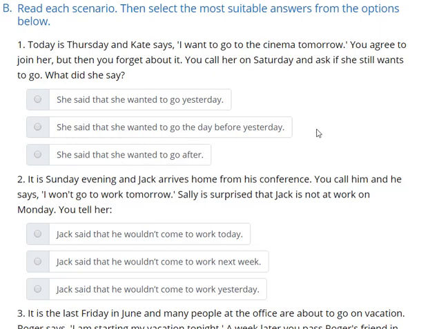So remember the days: Thursday, Friday is cinema day. That's tomorrow. I want to go tomorrow. After Thursday, that's Friday. And then you called her on Saturday, which is after Friday. So what would she say here? If you called her on Saturday and you were supposed to meet her on Friday, what would that be? Yesterday, the day before yesterday, or that she would want to go after.